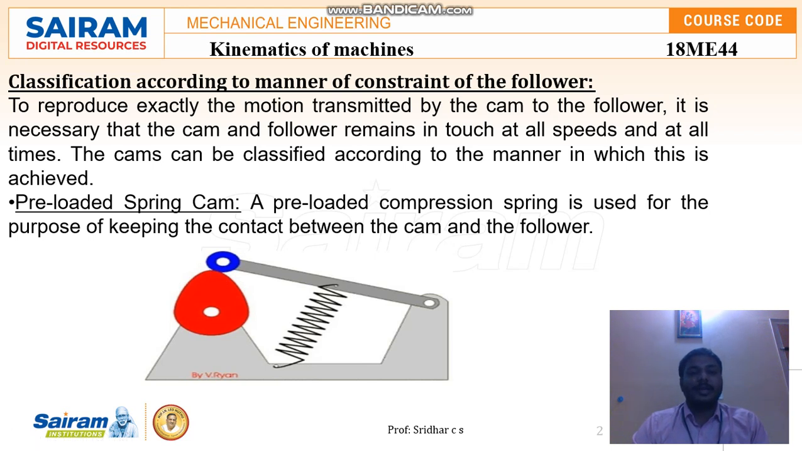In order to be in continuous contact with that cam, automatically the exact motion produced from the cam can be easily transmitted through the follower. So normally, whenever we are transmitting any motion, both the elements should have a relative motion to each other. So here the two elements are the cam and the follower, where the cam is producing the motion, and the function of the follower is to transmit that motion.